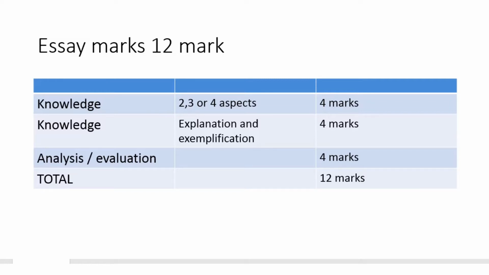In the 12-mark question, you also get the 8 marks for knowledge, and there's 2 ways in which knowledge is awarded. One is by looking at aspects of a question. Now, the aspects are the different things that you will write paragraphs on. So, for example, when we're looking at traditional grassroots campaign strategies, if you mention 2 aspects of the question, you would talk about 2 traditional grassroots campaign strategies, 3 or 4, and you would get up to 4 marks for that. And then the second part is explanation and exemplification.